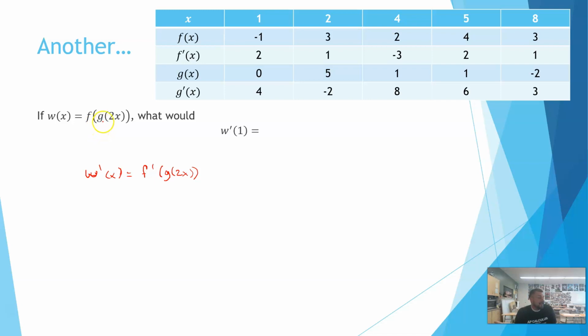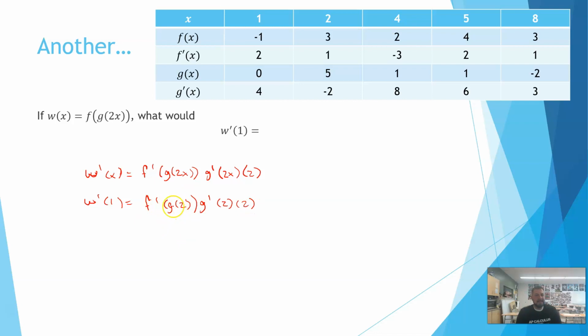Well, I have another composite function on the inside, so I have to take the derivative of g, which is g prime of 2x. I leave that inside 2x alone. Then I multiply by 2. So there's my first step. Now I need to take whatever number it is. So in this case, I'm going to plug 1 in. F prime of g of 2 times 1 is 2, multiplied by g prime of 2 times 2.